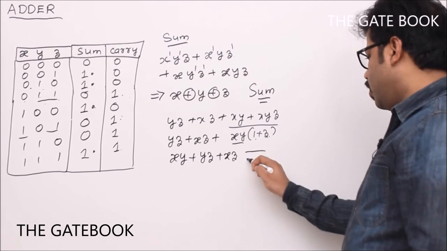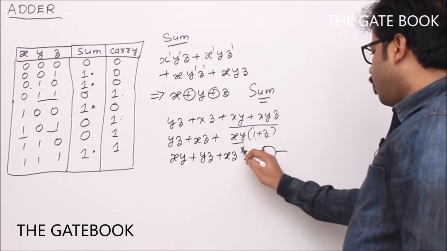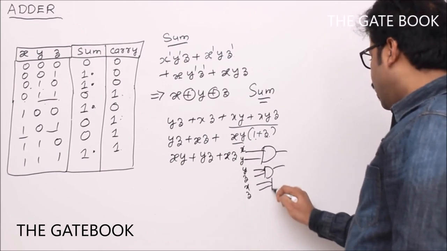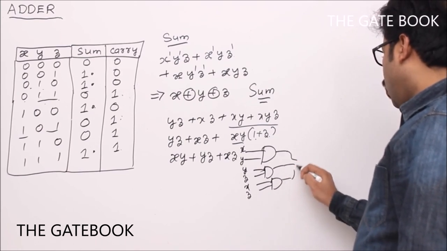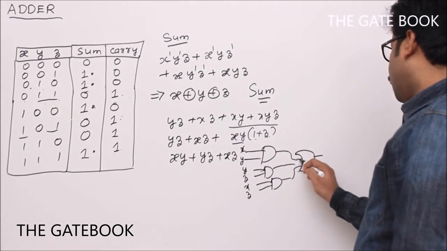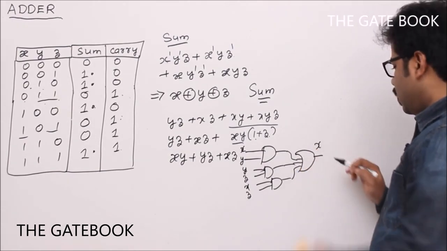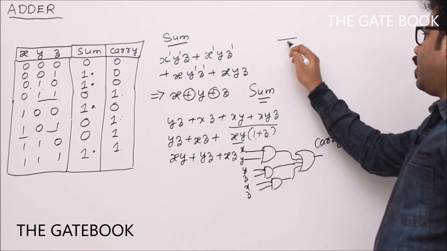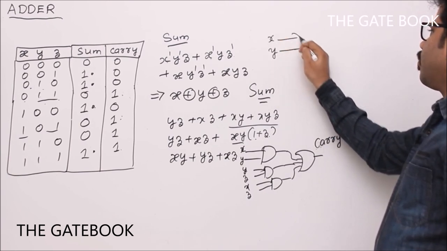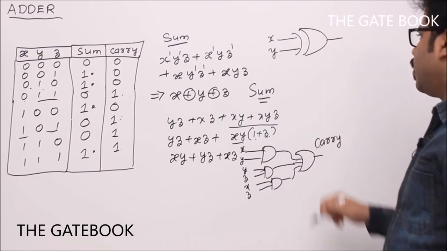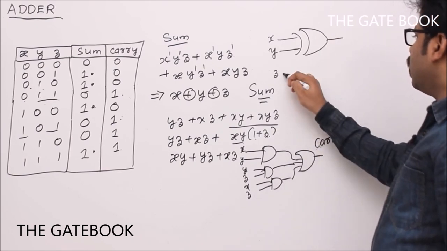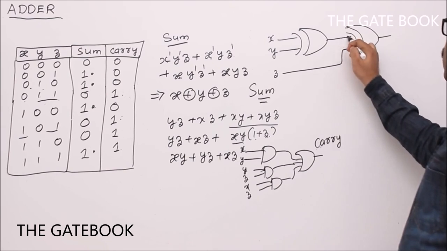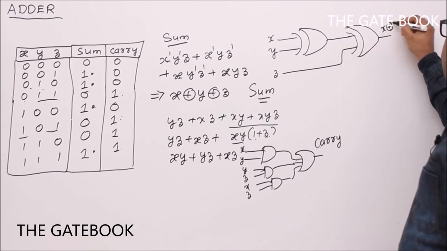So if I write a circuit, that would be like this. Xy and yz here, xz here, AND gates. So take 3 AND gates and connect them to an OR gate. You get xy plus yz plus xz. This is for carry. Now for sum, x XOR y XOR z, take x y, apply XOR gate, okay. So this is a logic diagram, x XOR y, then take z, take x XOR y result and apply XOR here, okay. So you get x XOR y XOR z, that's it.